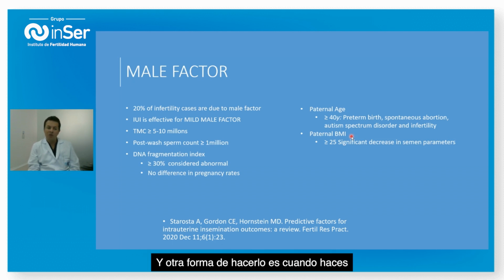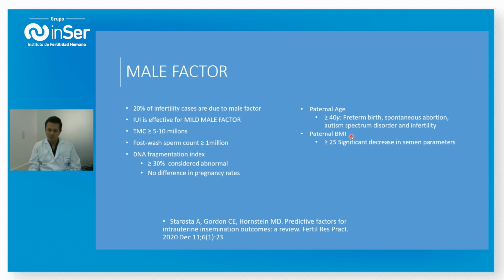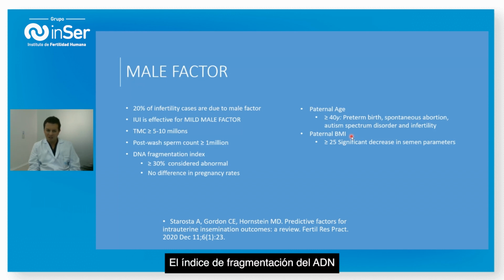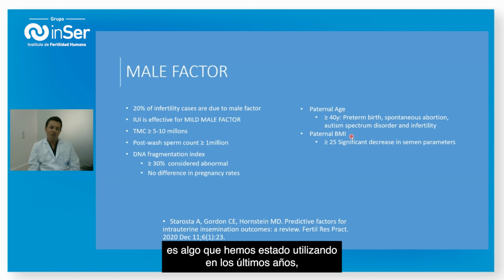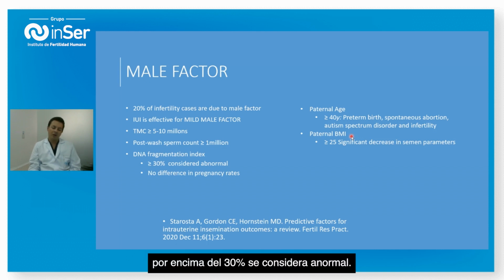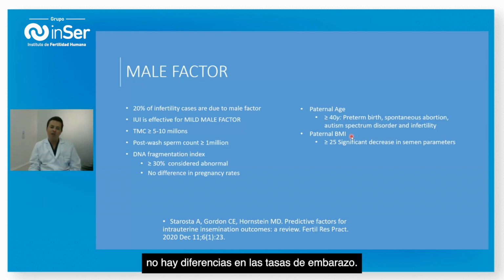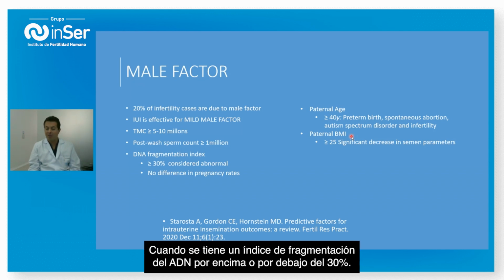And another way is when you do a post-wash sperm count and you have more than 1 million, then you can do an IUI. The DNA fragmentation index is something that we've been using in later years, where above 30% is considered abnormal. But when you want to do an IUI, there are no differences in the pregnancy rates when you have a DNA fragmentation index above or below 30%.